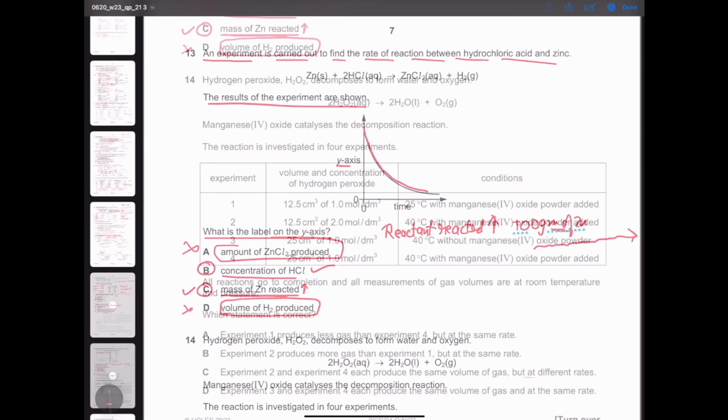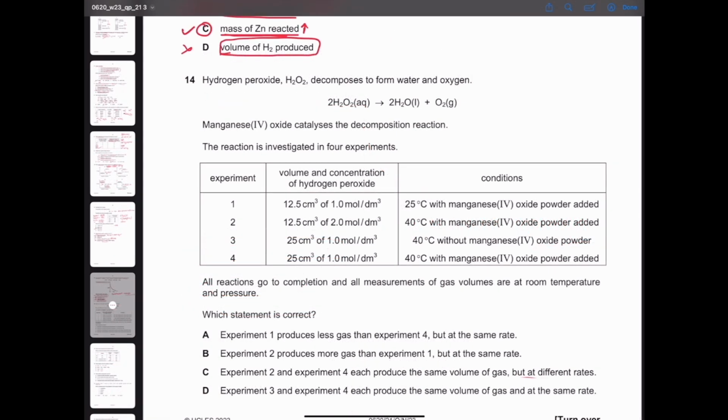All right. So the next question: hydrogen peroxide decomposes to form water and oxygen. One equation is given. Now they're also mentioning you're adding a catalyst. The reaction is investigated in 4 experiments. So what they're doing here is using different conditions: different volume, different concentration, different temperature. All reactions go to completion and all measurements of gas volumes are at room temperature. Which statement is correct?